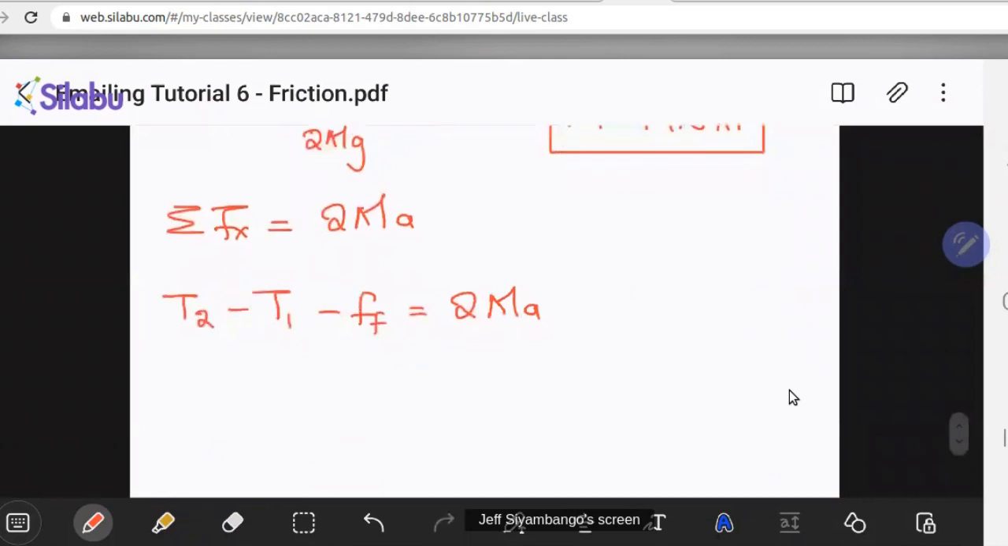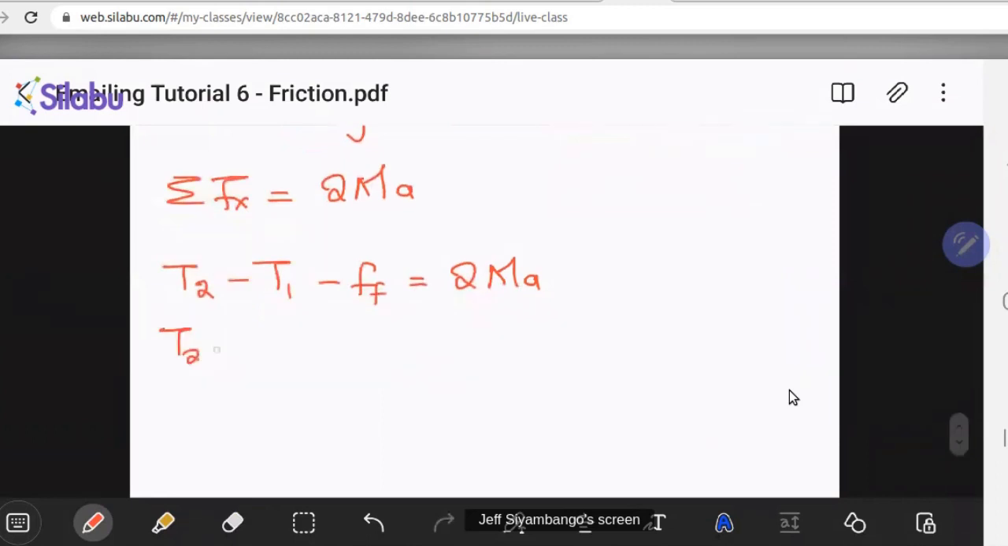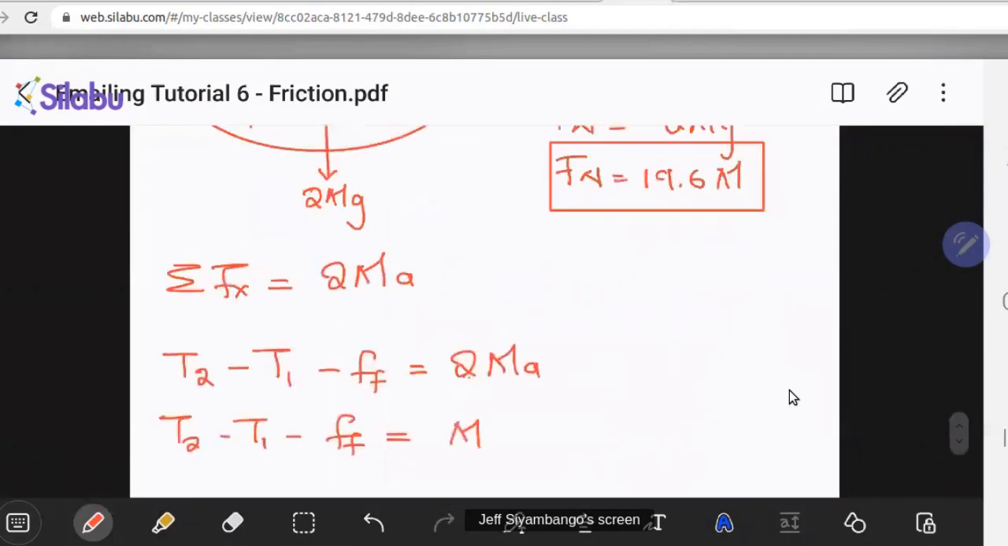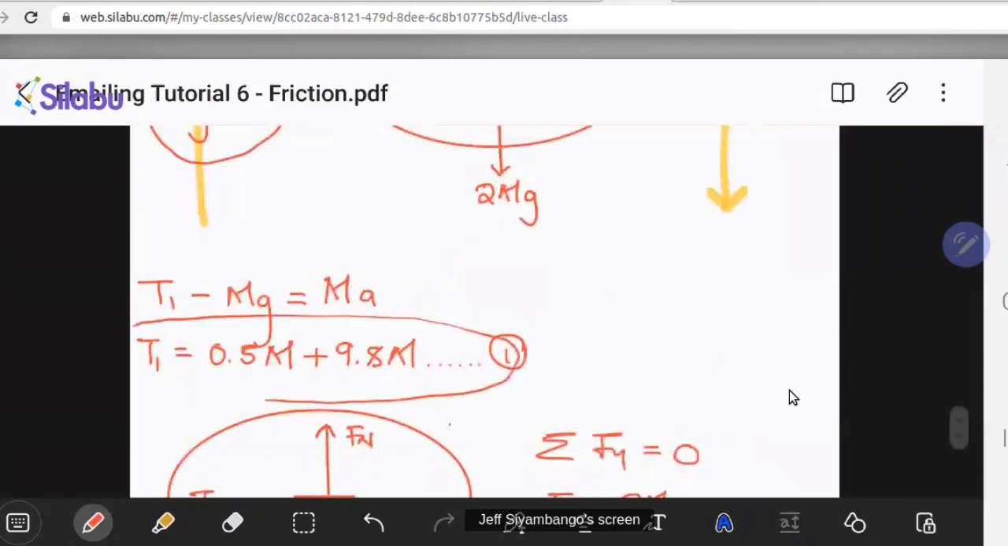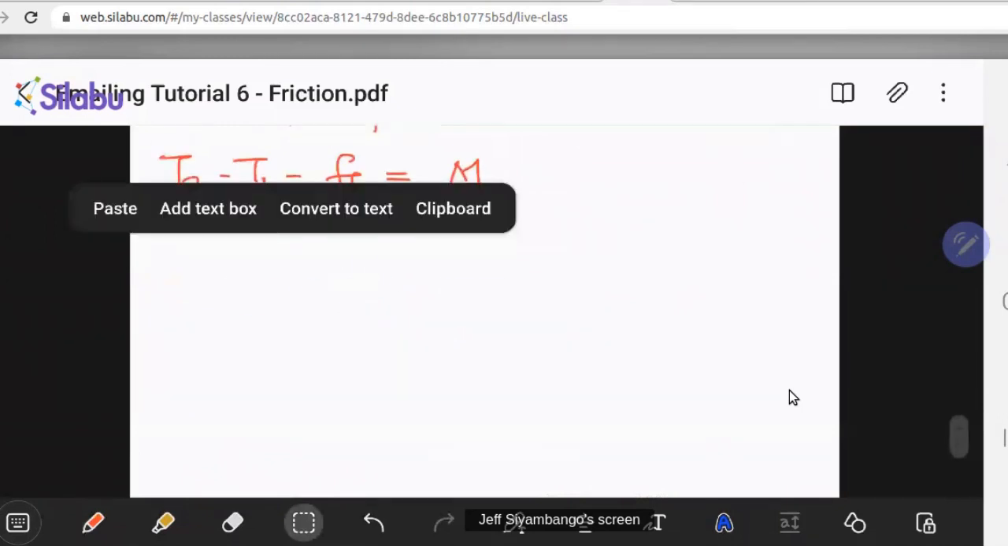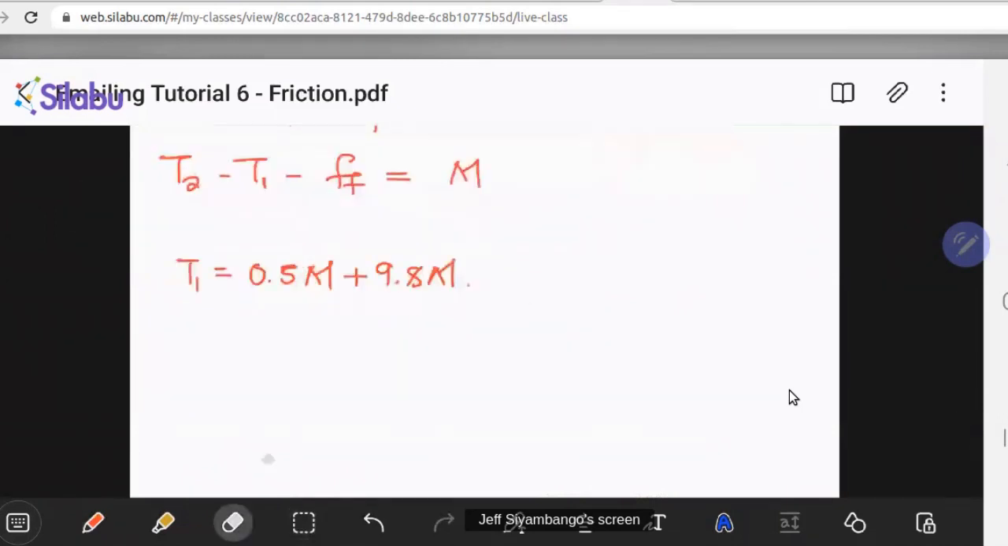From here, we see that we know what the acceleration is. So you have T2 minus T1 minus force of friction equals 2 times the acceleration. The acceleration is 0.5, and 0.5 times 2 gives us 1, so it becomes 1 times m, which is just m. From here, we remember our equation 1 from block 1. It was an expression for T1. So we can get this expression for T1 and substitute it in our equation the other side. T1 has appeared here, so where is T1? I will put in our equation 1.